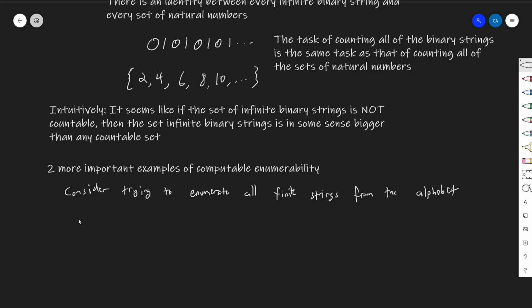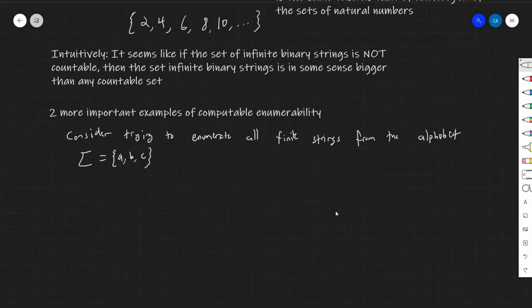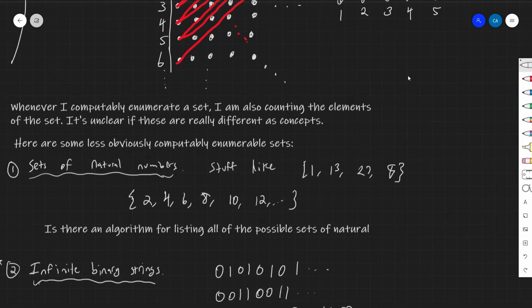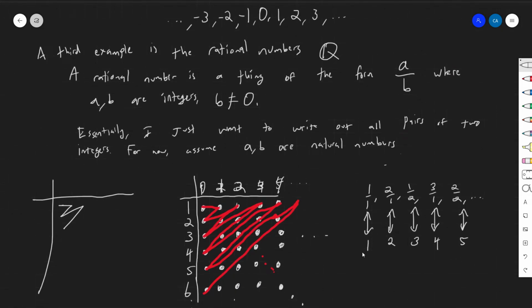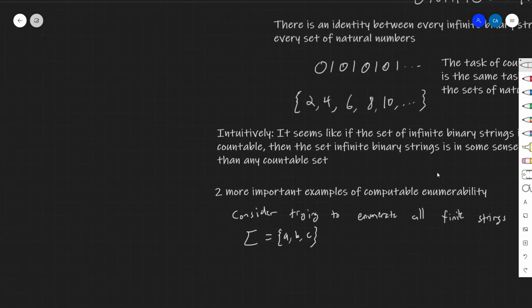Let's just use the first three letters of the alphabet. How do I write out every possible finite string that I can make out of these three letters? This is going to be a formalizing of what I already did with the digits. We can look at what we did with the natural numbers and repeat that, and I think you'll see what I mean.